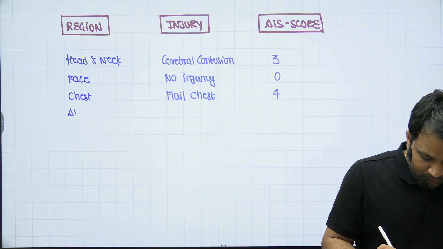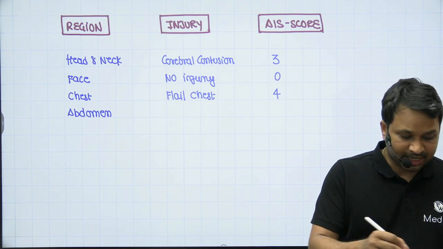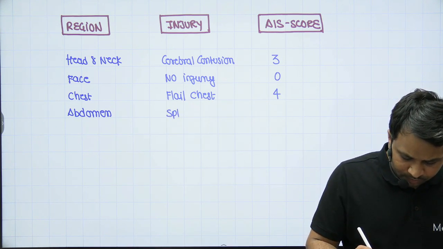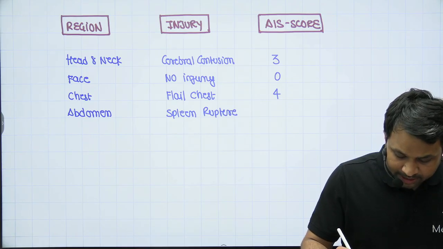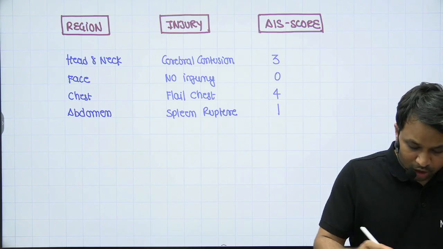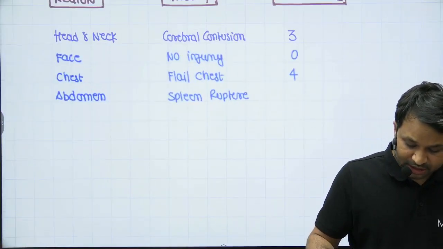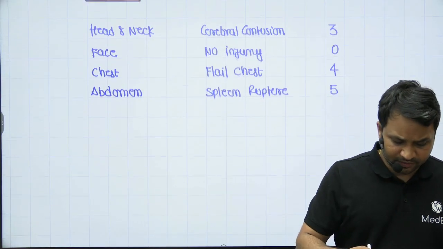Then we will move down to the abdomen. Now in the abdomen, let's say the patient is having a splenic rupture. There is spleen rupture that is present. Now again it is critical, a score of 4 would be given. In fact, when you talk about splenic rupture, which is going to be grade 4, grade 5, I would say it is critical because of hemodynamic instability, a score of 5 is given.